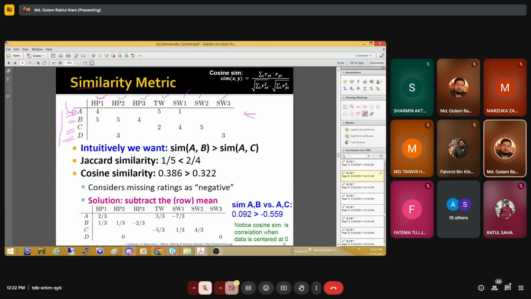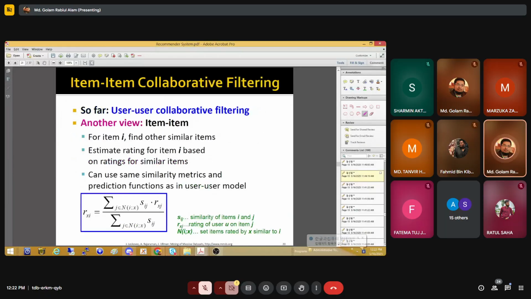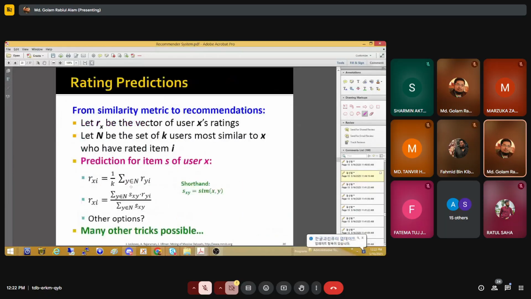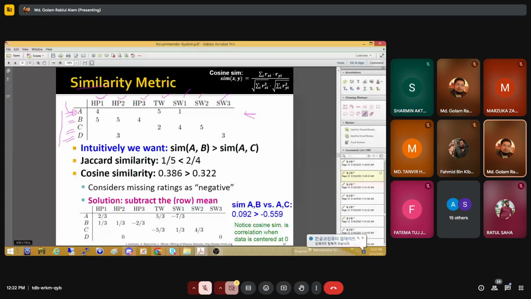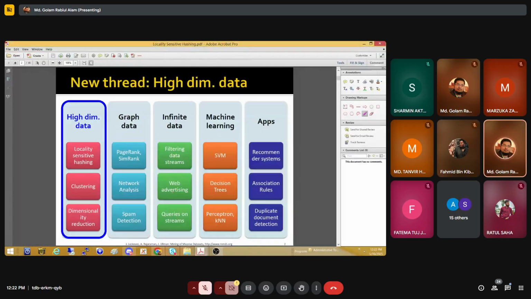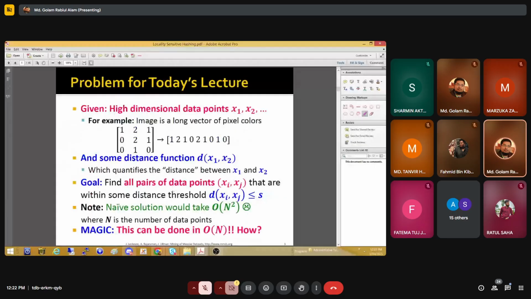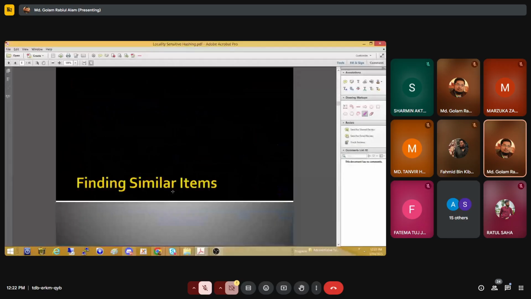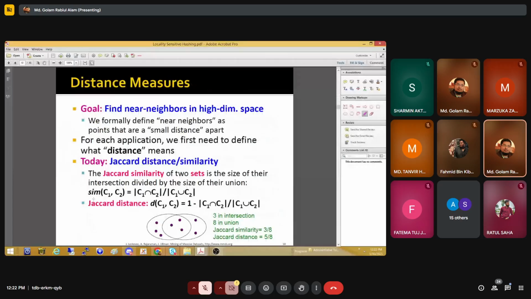For the Jaccard similarity, I think we have another lecture, but I think it's better if we can discuss it from here. Okay, the Jaccard similarity, specifically the Jaccard similarity. Then from the similarity, we can find out the distance.